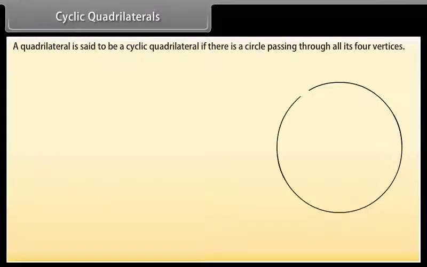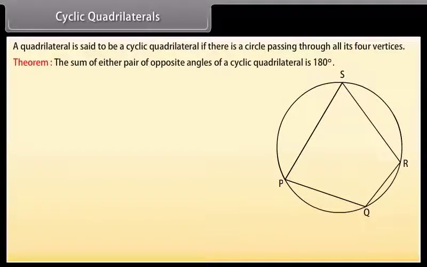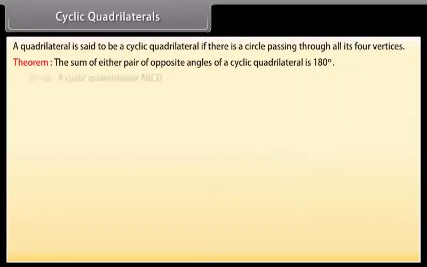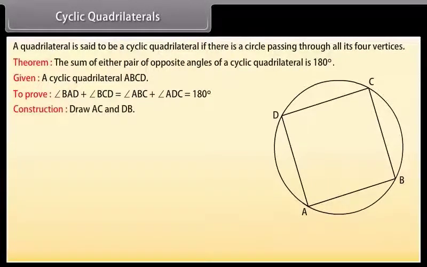Cyclic quadrilaterals. A quadrilateral is said to be a cyclic quadrilateral if there is a circle passing through all its four vertices. In the figure, PQRS is a cyclic quadrilateral. Theorem: The sum of either pair of opposite angles of a cyclic quadrilateral is 180 degrees. Given a cyclic quadrilateral ABCD. To prove, angle BAD plus angle BCD is equal to angle ABC plus angle ADC, which equals 180 degrees. Construction: Draw AC and DB.